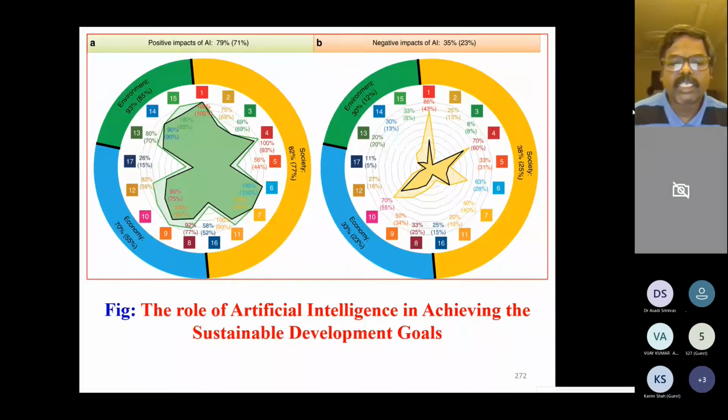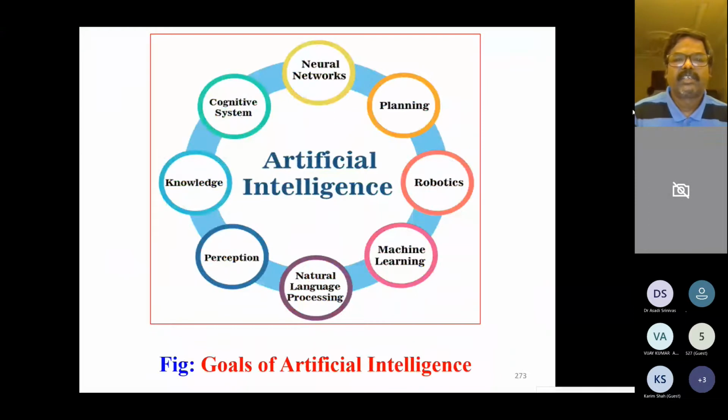Then what are the goals of artificial intelligence? By using artificial intelligence, we are getting knowledge, we are getting perception, we are solving natural language processing applications, we are solving machine learning and various applications, and we are solving robotics related applications, planning, and neural network applications. These are the various goals of artificial intelligence.